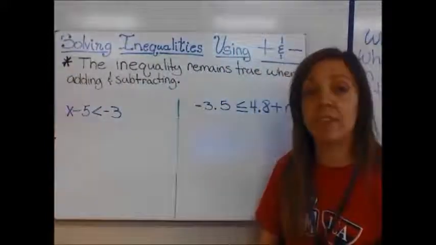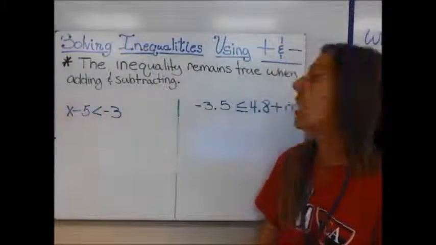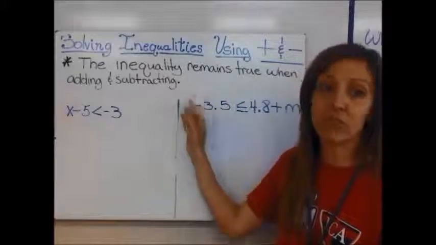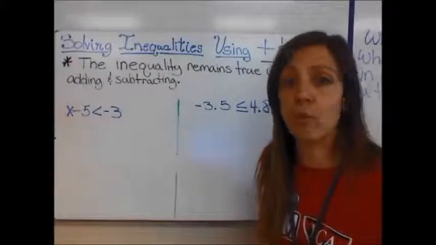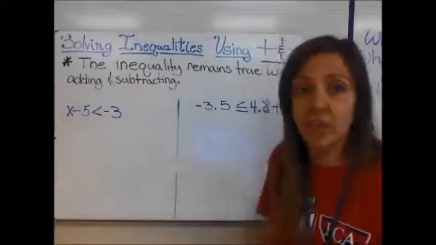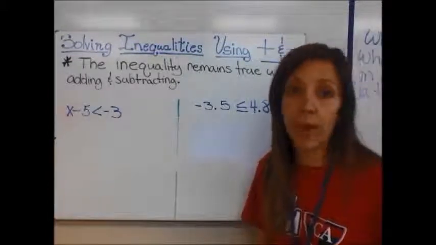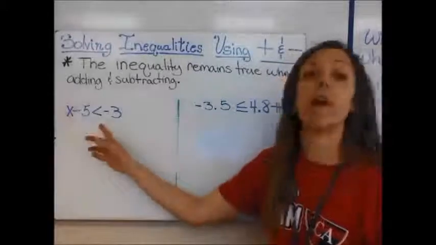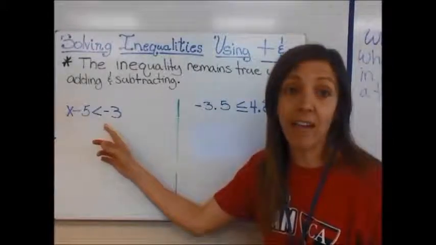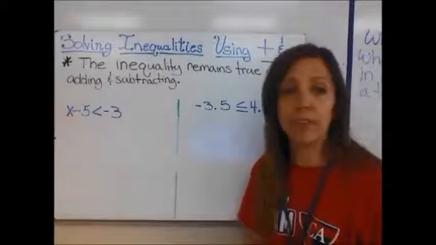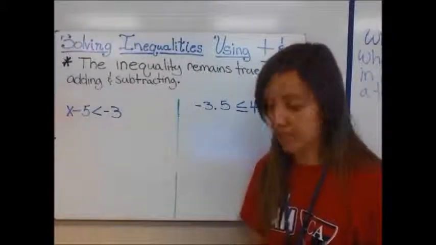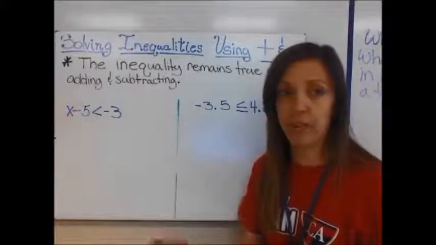Solving inequalities using addition and subtraction. The inequality remains true when you're adding and subtracting. So nothing changes in an inequality when you add and subtract. You just do it like you did when you were working with equations, except this time you have an inequality symbol instead of an equal sign. So let's start with this example. We have x minus 5 is less than negative 3.